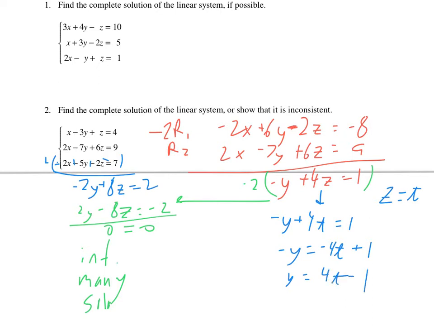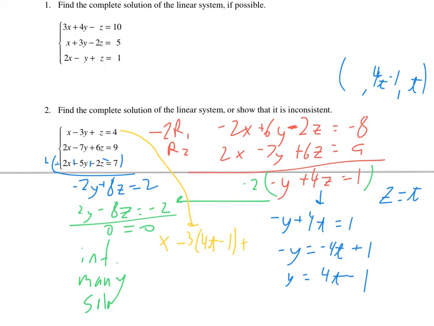So I have here my point. I know that z is going to equal t. Y will be 4t minus 1. And then I need my x value now, so I'm going to go back to one of the original equations, and I'm going to plug in. I'll go ahead and use this top equation. So I got x minus 3, and then I'll plug in what I got for y, which is 4t minus 1, plus z equals 4.